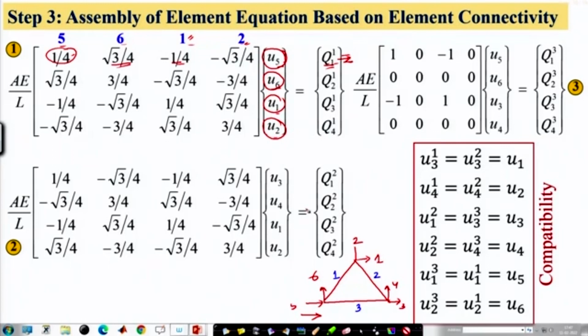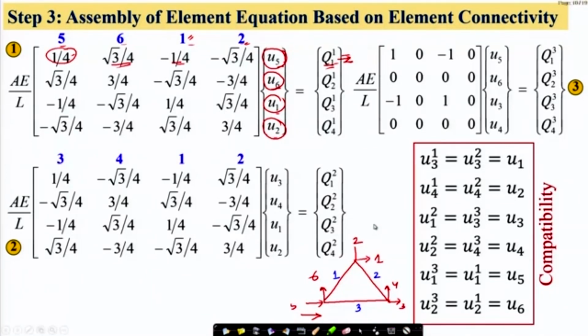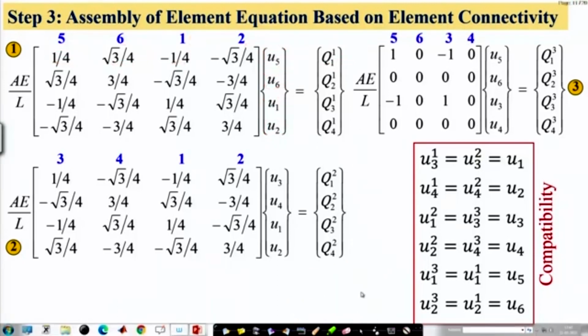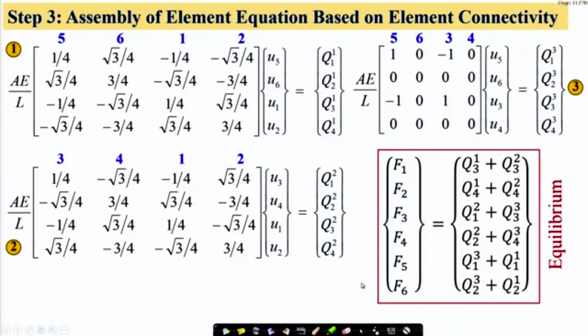Now, similarly, we can put the numbering for the stiffness matrix, numbering for element number 2, and then numbering for element number 3, 5, 6, 3, 4. Next is the equilibrium, right? Now, we need to satisfy this equilibrium condition. All these we have just written, this equilibrium condition. Now, these equilibrium conditions need to be satisfied. Okay. Now, let us satisfy this equilibrium condition.